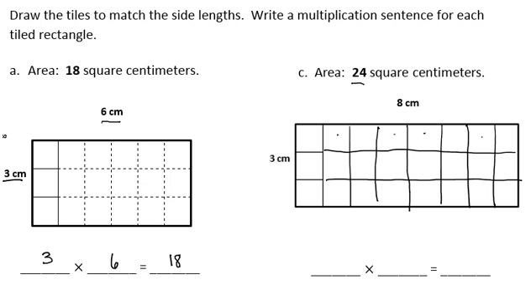Again, this is a multiplication array. It's showing 3 rows of 8 centimeters. 3 times 8 is 24.